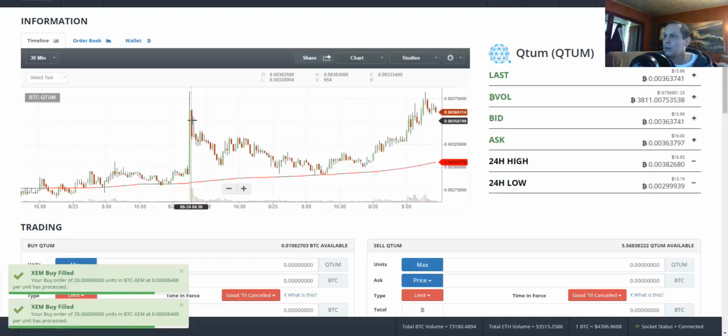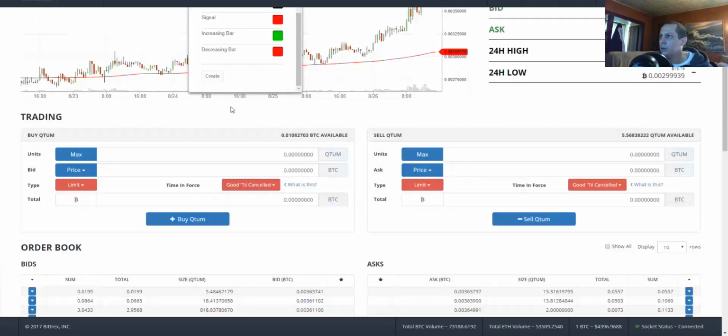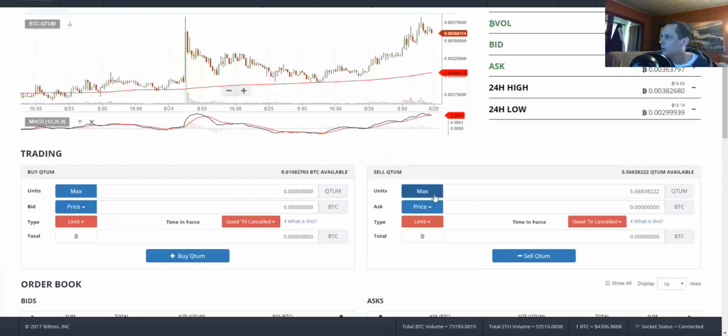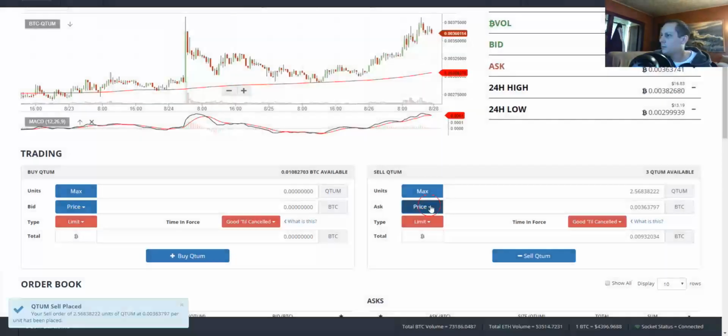Let's look at the MACD. So we might be going back down. I'm going to go ahead and sell a little bit. That's how I do it. You sell a little bit here, buy a little bit there, and it works great for me.